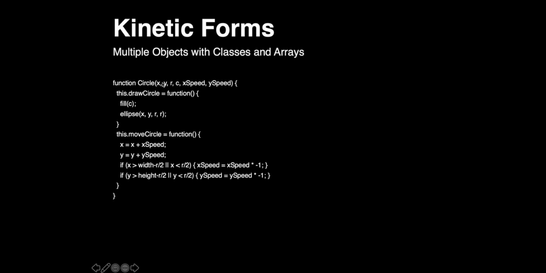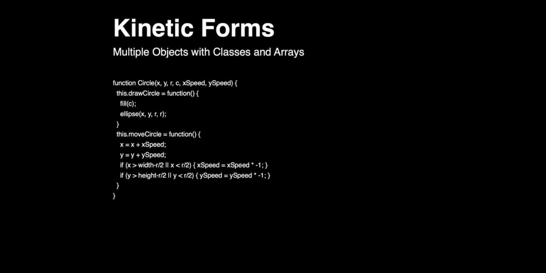And then inside of that class, we can pass in a couple variables. So we're going to pass in an X location, a Y location, a radius. That should probably be diameter, but that's fine. We can keep it as R. C for color, and then an X speed and a Y speed. Inside of that class, we have two methods or functions. One is drawCircle, which is just going to draw the ellipse. And the other is moveCircle, which is going to do any sort of movement that we want it to do. In this case, we're just going to have it bounce off all sides, just like what we did a second ago.